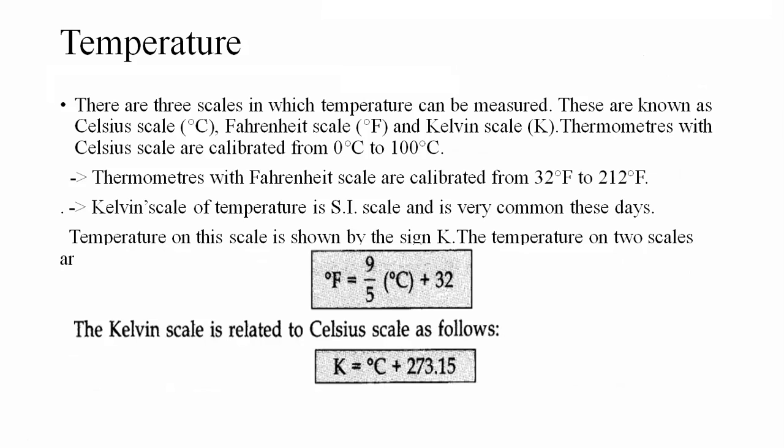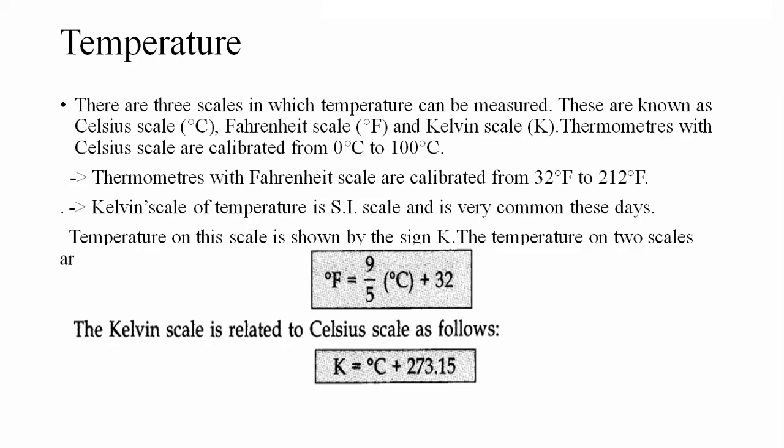Coming to the next one, that is temperature. Temperature is the amount or degree of hotness of a body. There are three common scales to measure temperature: degree Celsius, Fahrenheit scale, and Kelvin scale. But out of all these, Kelvin is the SI unit of temperature.